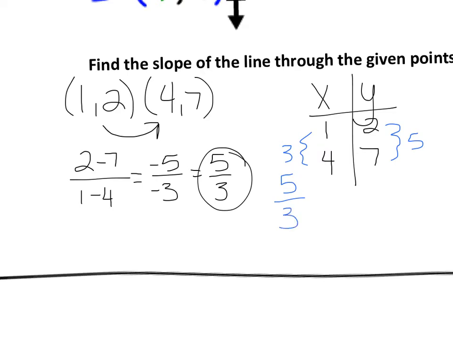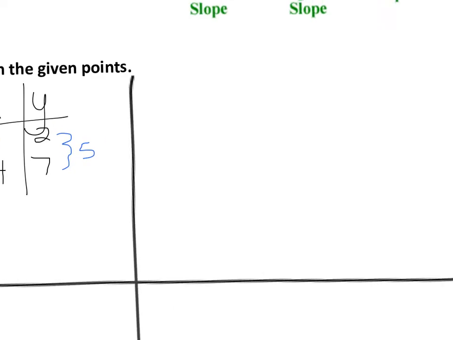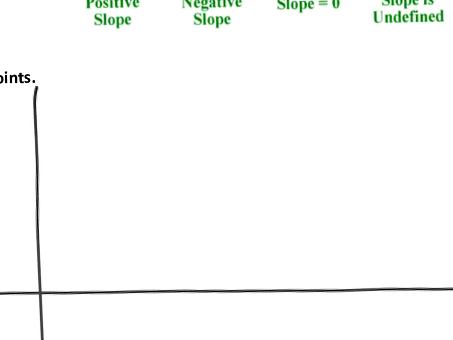So either way, make a table or just subtract them. I will do both ways for you guys so you can pick which one sticks with you better. Okay, so let's find the slope between (-2, 5) and (6, 1). Okay, well let's do the table this time.